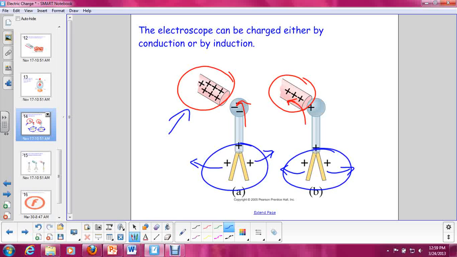So let me see if I can reword that. You can test whether an object is charged or not through this method. If it is charged in any way, the leaves on the electroscope will repel. If it is not charged, they're not going to move. They're just going to stay where they are because there will be no movement of electrons. But if you charge up an object and you want to know, is this positively charged or negatively charged, this basic method will not work. It just tells you if it is charged or not.